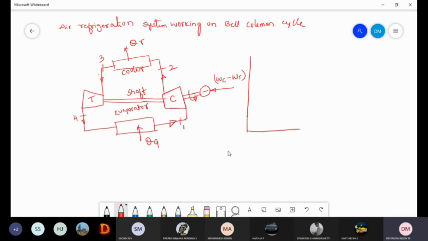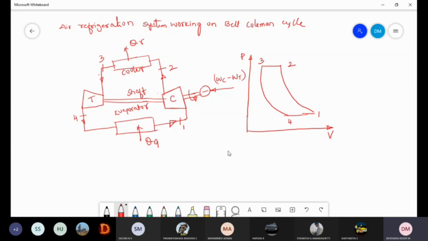And the next one is the PV diagram. Because these two are constant pressures, the evaporator and cooler part are constant pressure lines. So these two are the constant pressure lines. This is 1, 2, 3 and 4.